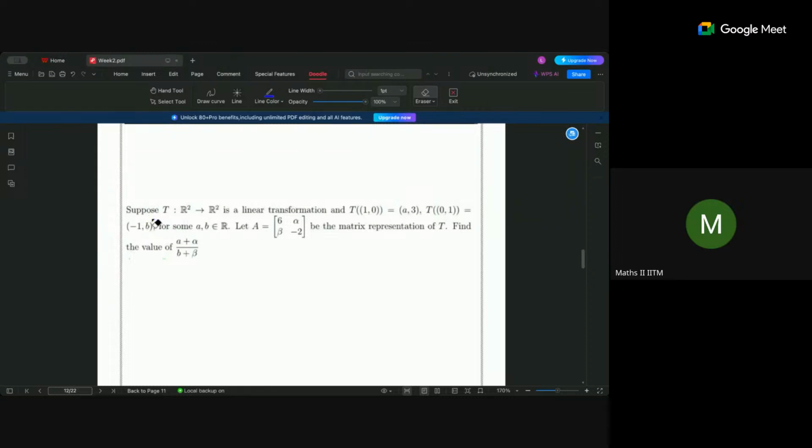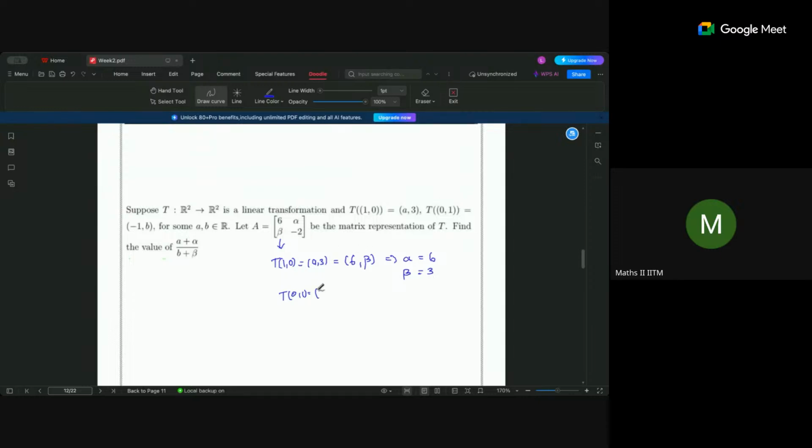Okay, so what he is saying is that this A and B are simply these values from the matrix only, so there is nothing to compute here. See, what is the first column? First column is nothing but the coordinates of T of 1 0, which are A comma 3. So this is 6 comma beta. So from here, what is your A and what is your beta? A is 6 and beta is 3. Same way, what is T of 0 comma 1?